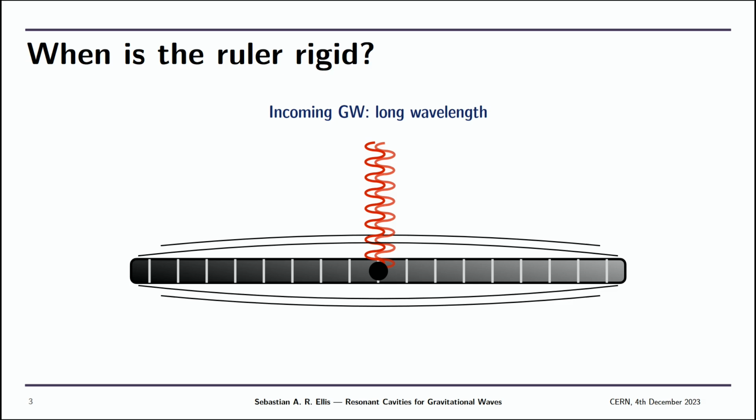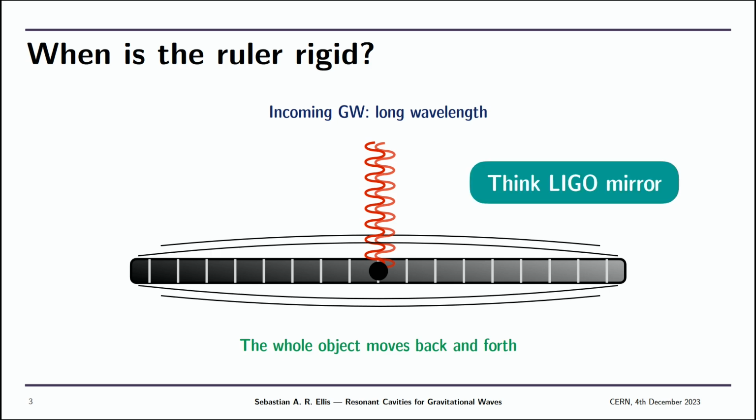So let's consider the first simple situation where an incoming gravitational wave, depicted here by these double wavy red lines, is a very, very long wavelength compared with my ruler. So as you can sort of intuit, what is going to happen here is that the whole object is just sort of going to move back and forth. There's going to be bulk motion of the entire object because it's not able to respond resonantly to this incoming gravitational wave. And you should think of the LIGO mirror as being an example of this situation, right? You know that the LIGO mirror is relatively small. The gravitational wave is a very long wavelength. The mirror moves back and forth, and we're able to detect those small movements.